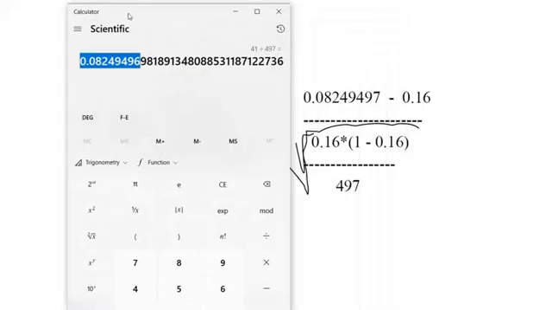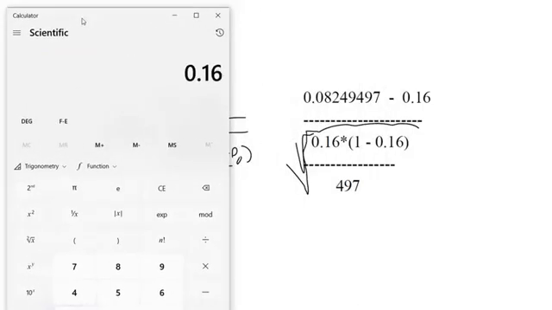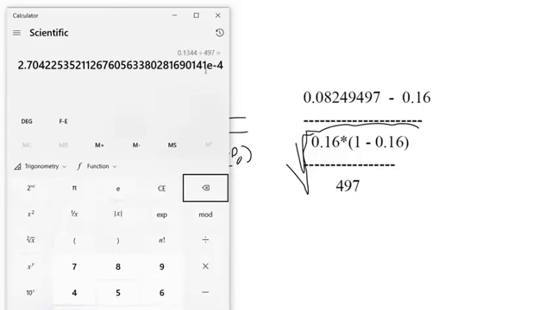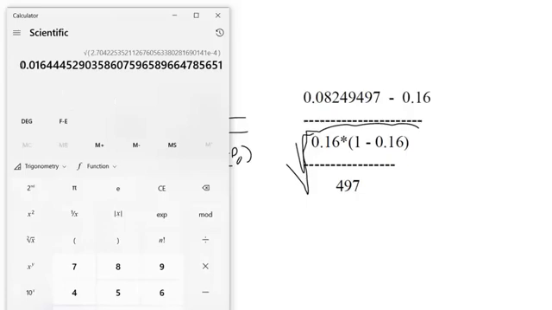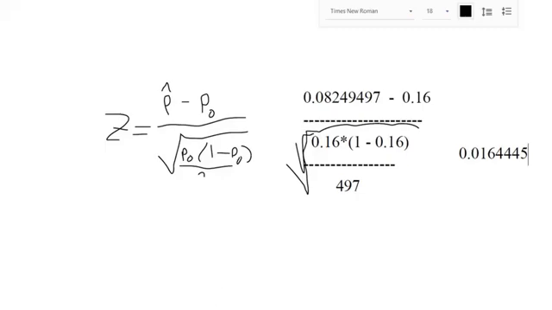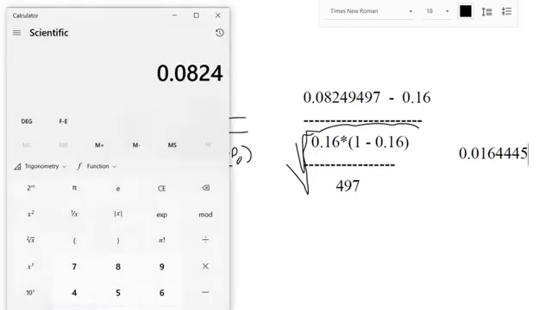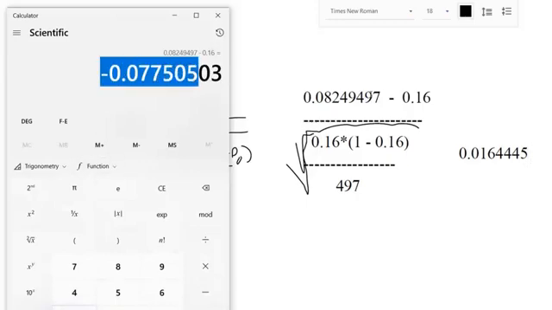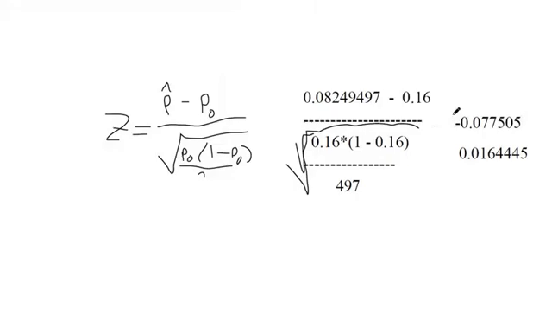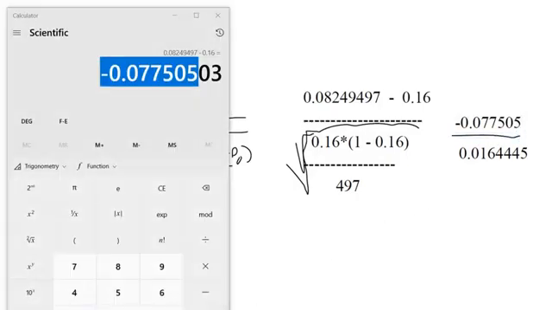Okay, so I can do this all at once in my calculator, the standard error at least. I've got 0.16 copied to my clipboard. Oops. 1 minus 0.16, times 0.16, and then I divide that by 497, and that's in scientific notation, times 10 to the negative 4th power. So I'm going to take a square root, and there's my denominator. And then my numerator is just a little subtraction. There's my numerator number. And we're just going to divide those two, and then we'll have our test statistic.